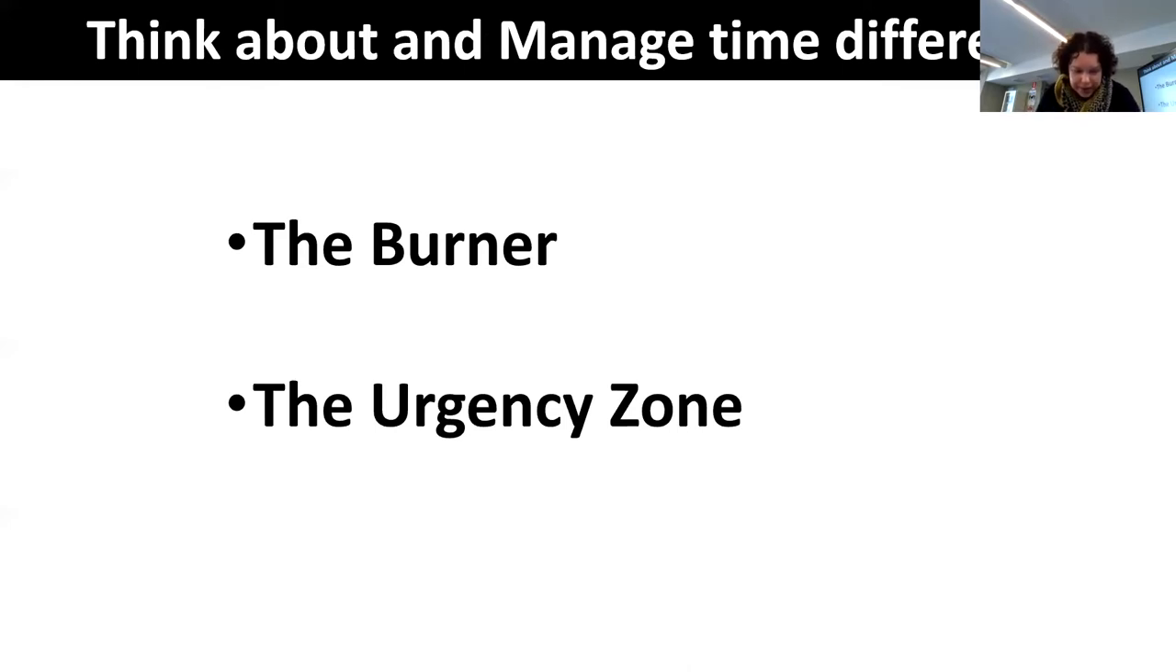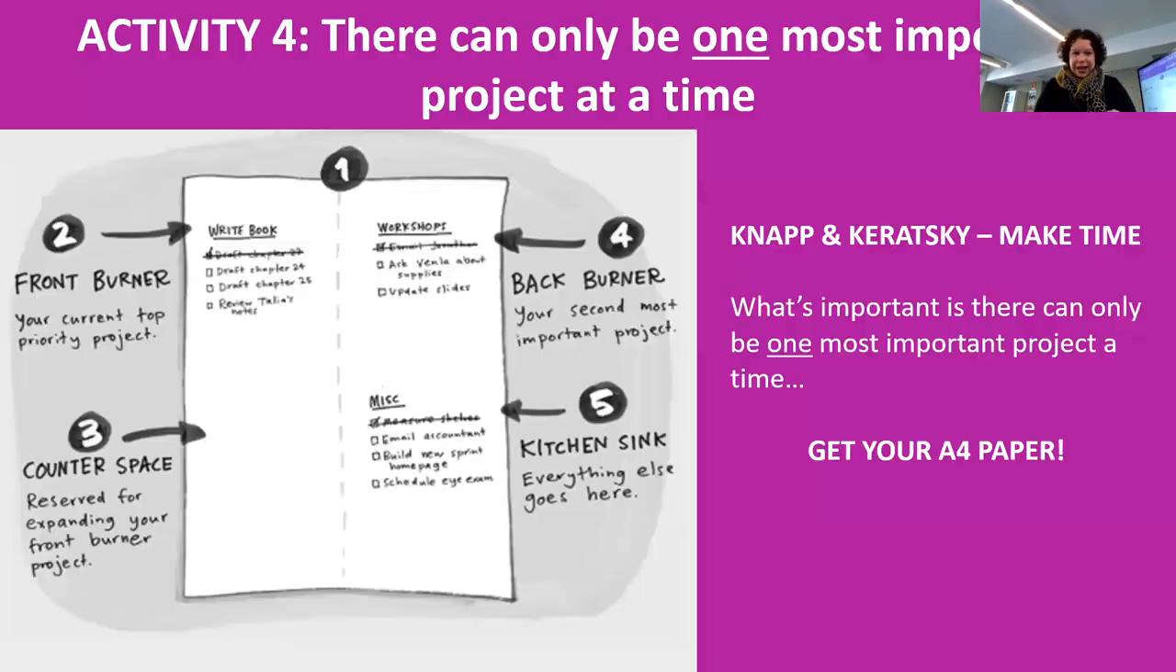Okay, so if you've got a blank piece of paper, now's the time to get it out. I prefer the earthy design, but we'll do the burner first. So this is from Nath and Kirksey again, and their analogy is this is the kitchen, and this is the cooker, the stove top. And it's the burner, okay? You can only cook a few things at once. You've got the steak going, if you're not a vegetarian, and you can only do a little bit at a time. And the argument is you can only have one most important project at a time, and we need to be clear about that.